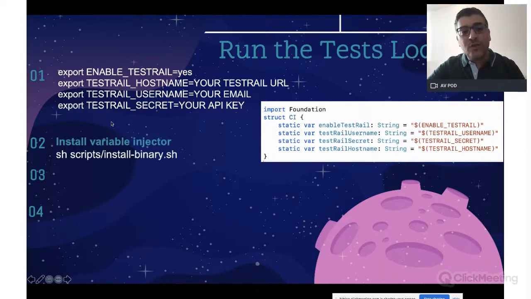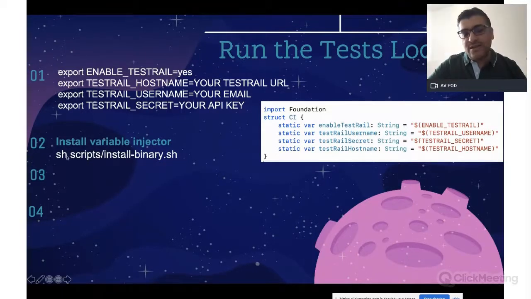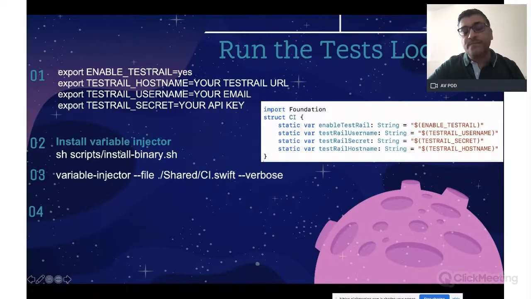Then you need to install a variable injector. This is also an open source project, and you can find it on GitHub. This is also another script, so we can run the install binary to install the variable injector in our project. And then we can use this simple command line variable injector, passing the file name.